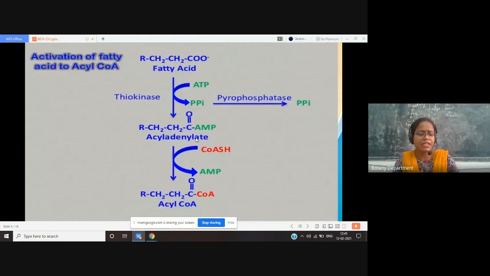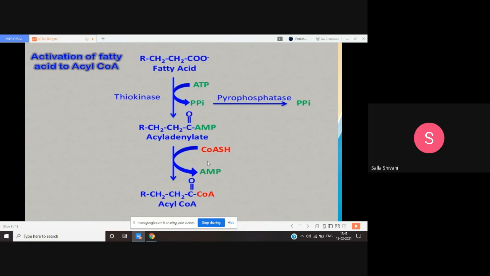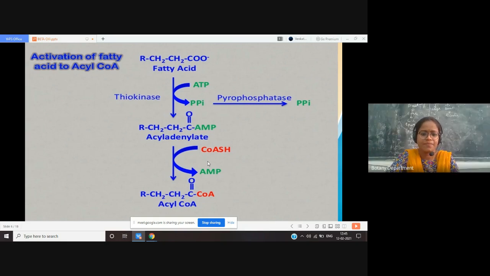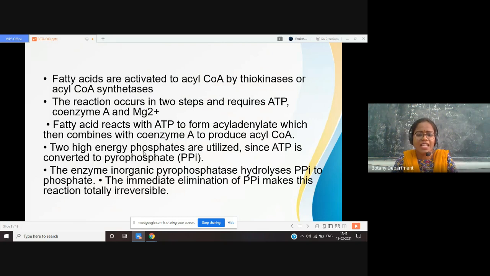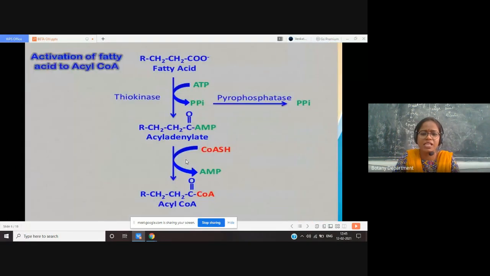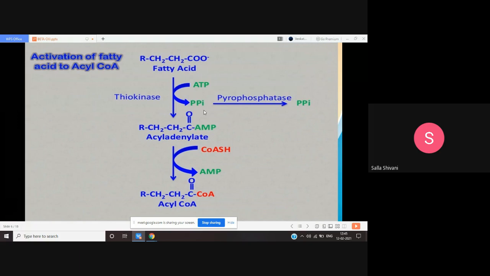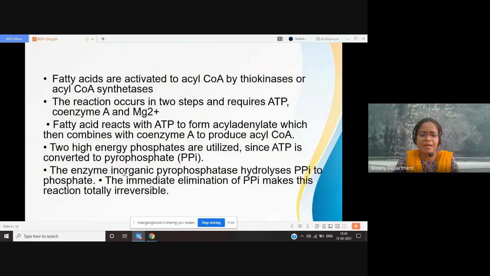See, did you understand the second step also? How acyl adenylate is converted to acyl CoA in the presence of coenzyme A? This is the second step. Two high energy phosphates are utilized since ATP is converted to pyrophosphate. Can you see the ATP conversion to PPi? Yes, ma'am.